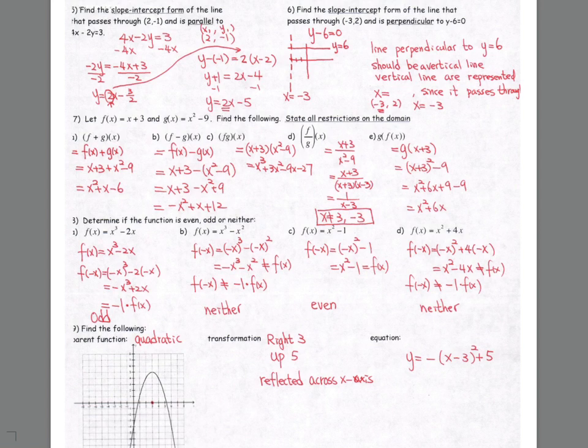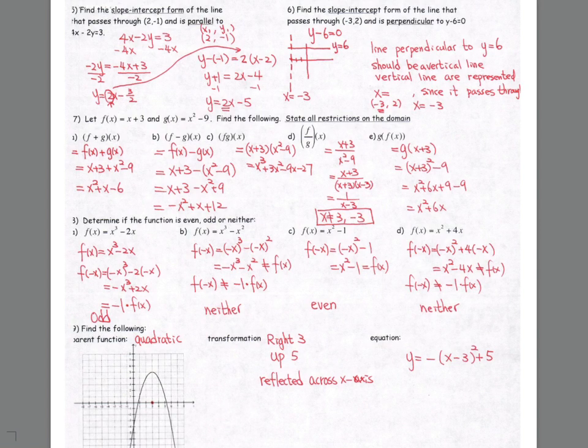So I use the point-slope form, which is y minus y1 equals m times x minus x1. So I plug in the point: y minus -1 equals 2 times x minus 2. Rewrite that into slope-intercept form, or you can think of it as solve for y. So the final answer is going to be y equals 2x minus 5.